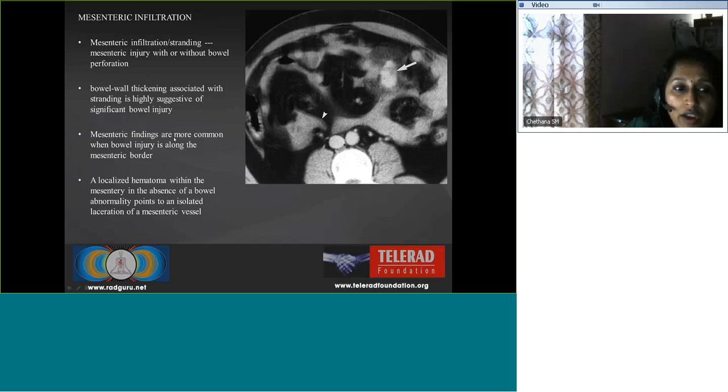And mesenteric findings are more common when the bowel injury is along the mesenteric border. A localized hematoma within the mesentery, in the absence of a bowel abnormality, points to an isolated laceration of a mesenteric vessel, as we see in this case.